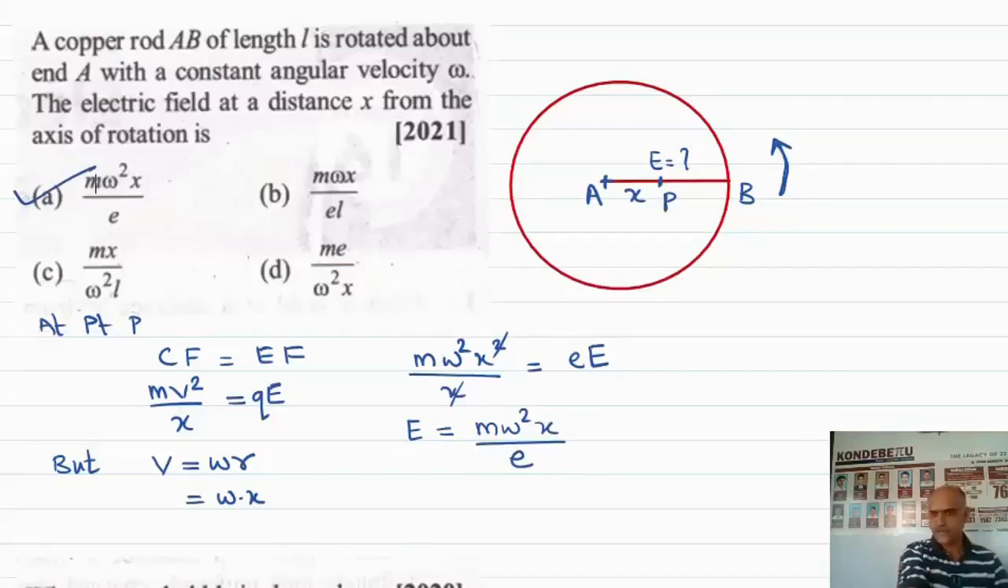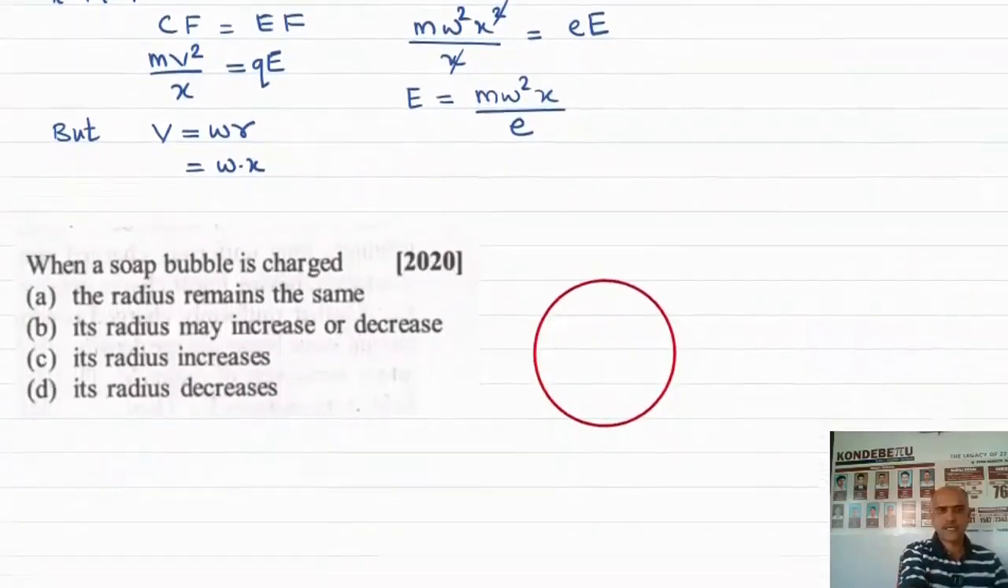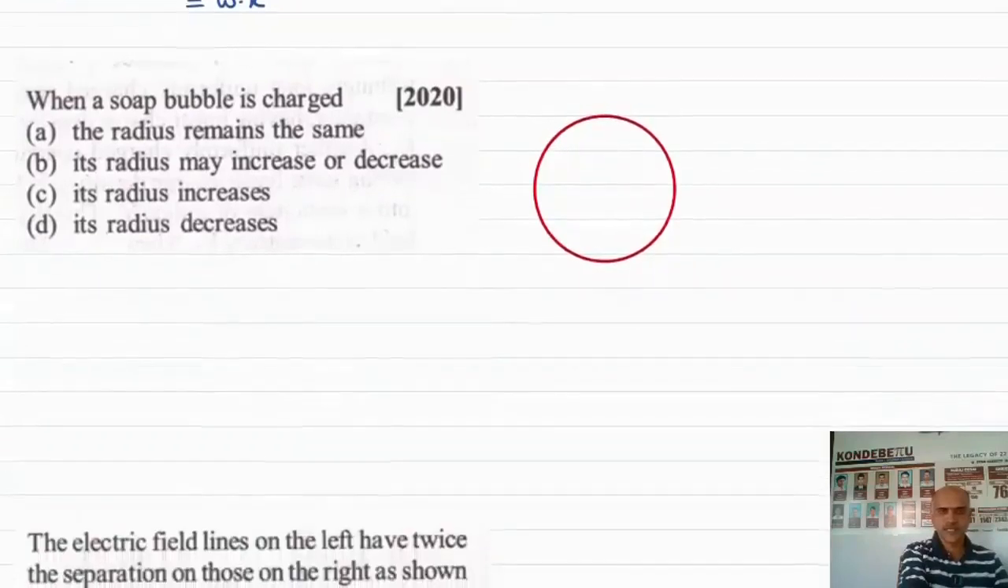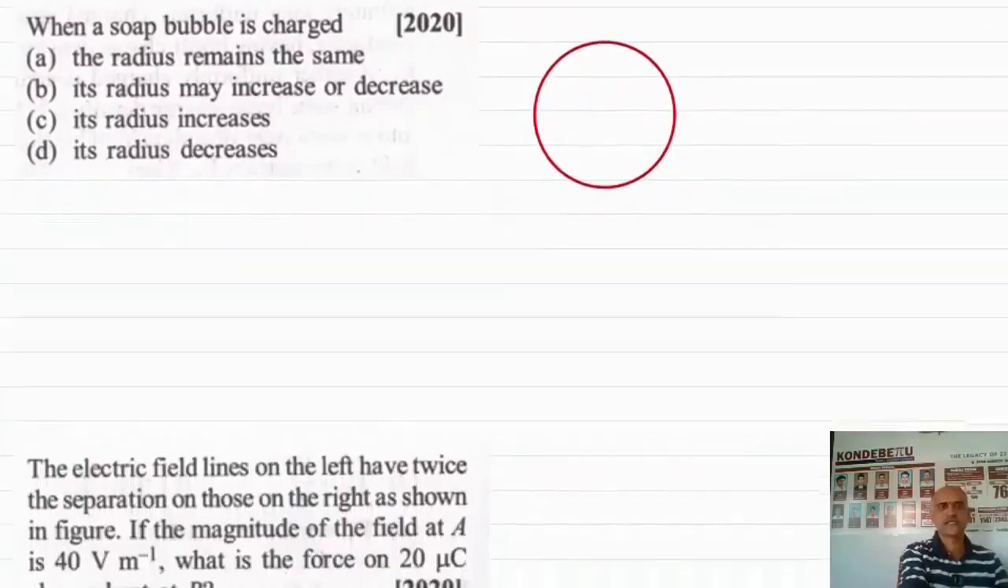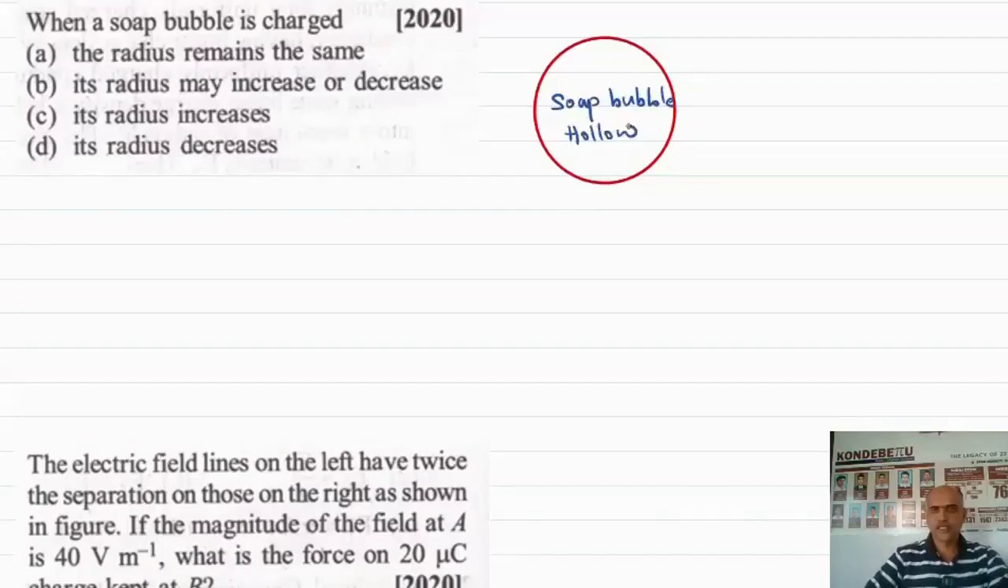Next one. A soap bubble is charged. Then does its radius remain the same, or may the radius increase or decrease? Radius increases, radius decreases. Again, the soap bubble. Soap bubble means it will be hollow, just one thin layer.